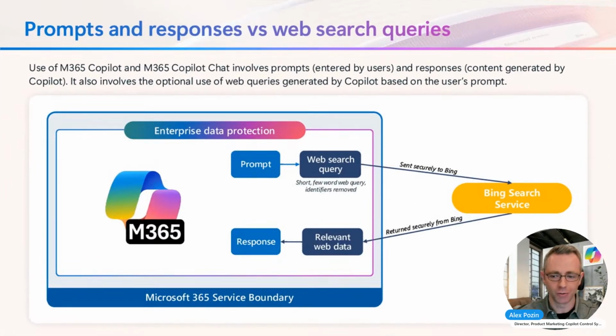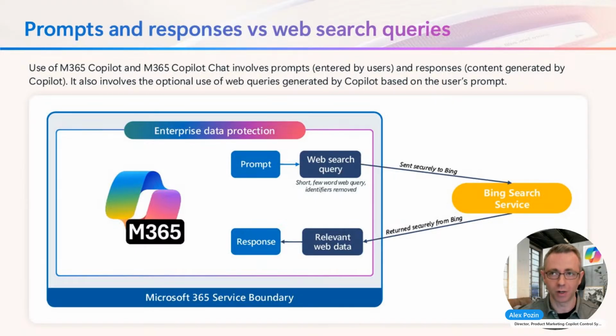All right. So this is a helpful diagram to understand how web search works behind the scenes. And let me walk you through it. When you type something into Copilot, you create a prompt. Copilot will look at that prompt, and it will generate a web search query that will help cover the gap in knowledge that we talked about. The web search query is typically just a few short words. The identifiers, such as user identifier and tenant identifier, are removed when we create that query. Then that query is securely sent to the Bing search service.